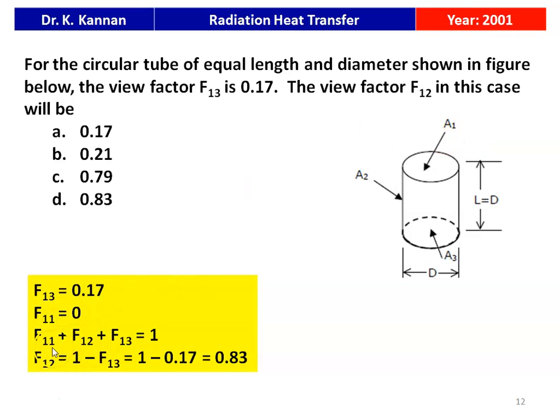So from the summation rule, we have F11 plus F12 plus F13 equal to 1. So F12 equals 1 minus F13, which is 1 minus 0.17 equals 0.83. So the answer is 0.83, option D is the correct answer.